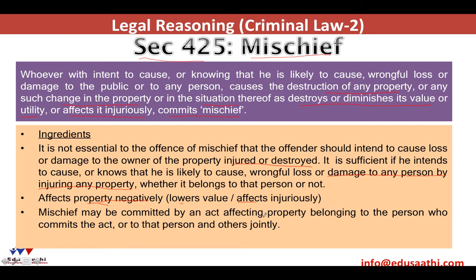Mischief may be committed by an act affecting property belonging to the person who commits the act, or to that person and others jointly, or to others only. So mischief can be done by the person to his own property also, or to some other person's property. If the person is burning his own property in order to actually cause damage to person X, in that case it would amount to mischief, even though he is actually damaging his own property. So the concept of mischief does not require ownership of the property by the victim. It depends on the person causing the damage to the property, whoever may be the owner of the property concerned.